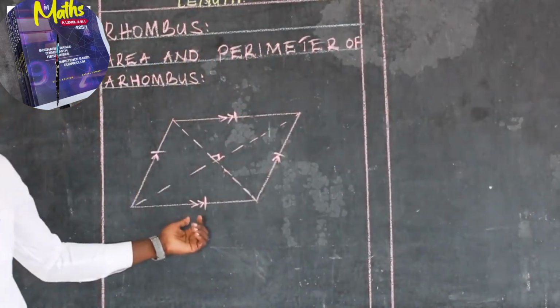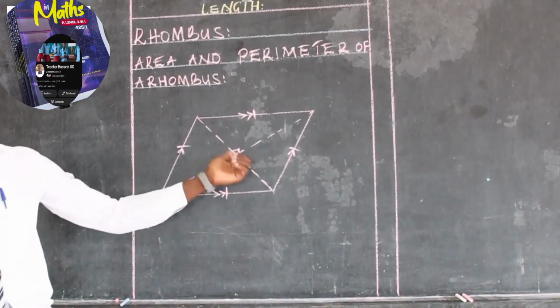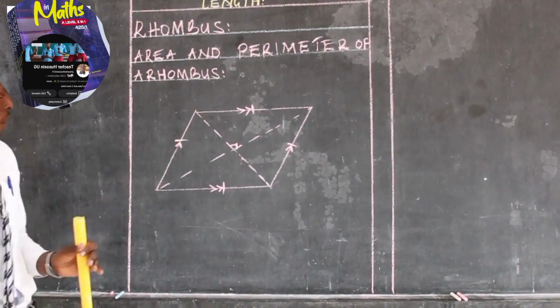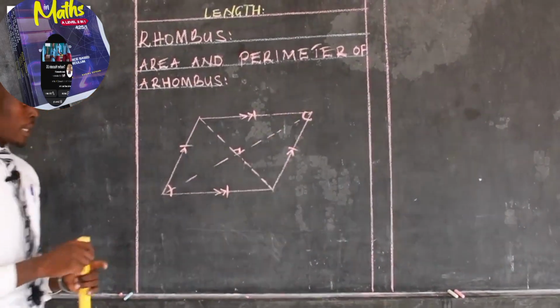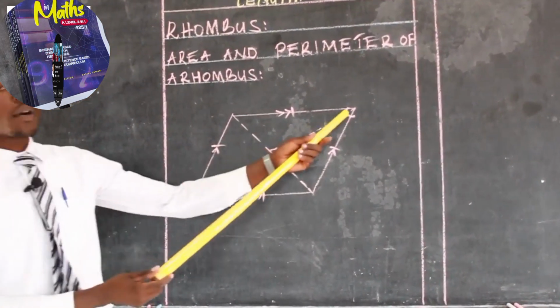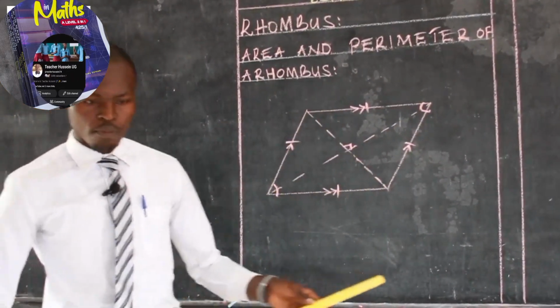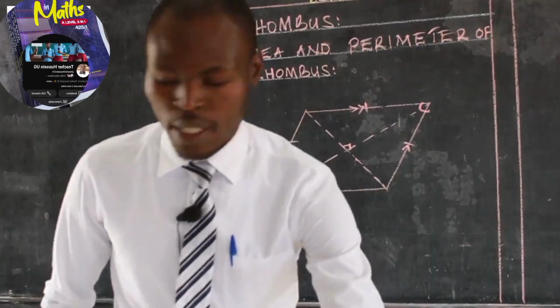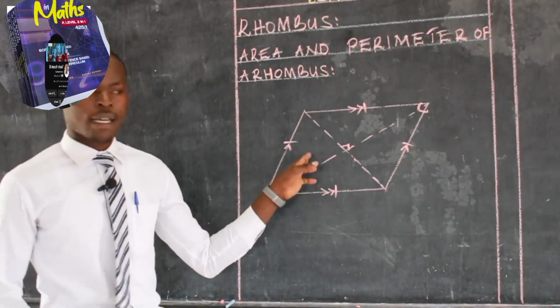That's not enough. This rhombus has opposite angles equal. When you look at this angle here and this angle here, they're equal. For example, if this angle is 60, this angle will be 60. If this angle is 120, this angle too will be 120. Those are some of the properties of this figure that we are going to look at this morning.